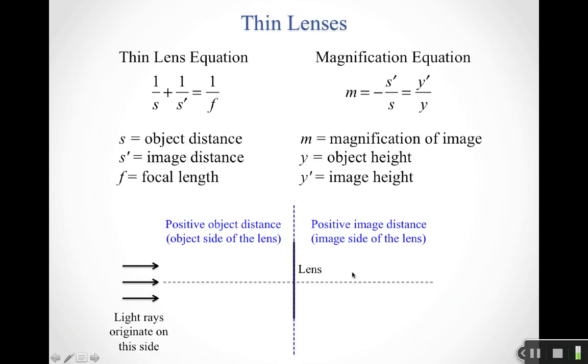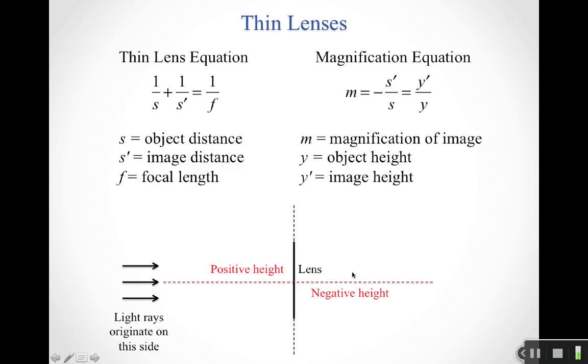Now the other detail to keep in mind in terms of signs is if you're talking about your object and image height. Well, above the principal axis has positive heights. Below the principal axis has negative heights.